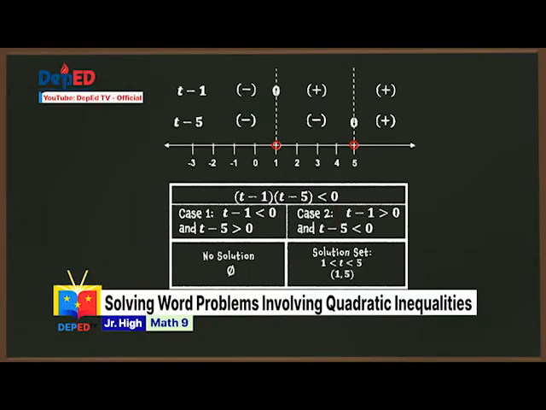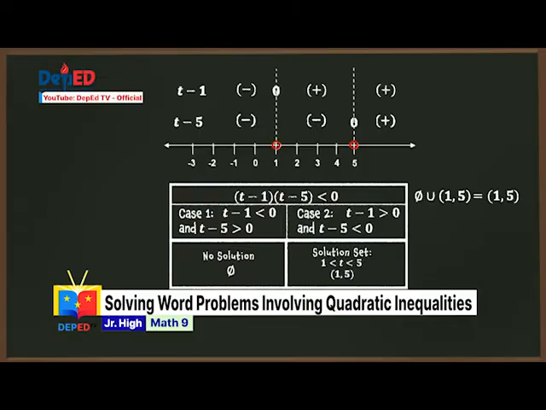Written in interval notation, this inequality is expressed this way. It is an open interval. We use parentheses, since the boundaries 1 and 5, in this case, are not part of the solution set. Therefore, the solution set for the inequality t squared minus 6t plus 5 is less than 0 is the union of the solution set for case 1 and of the solution set for case 2, which is just equal to the solution set for case 2.